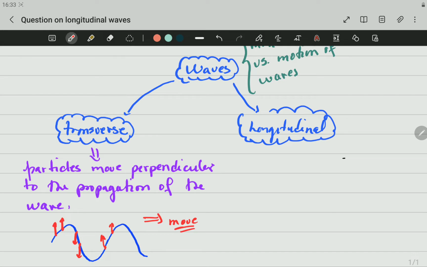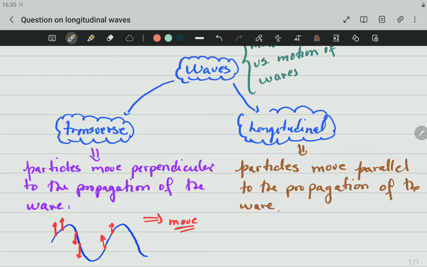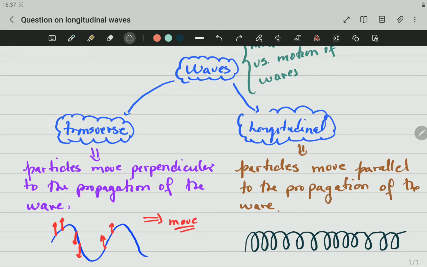Now, in a longitudinal wave, this is not exactly like this. What happens is that the particles will move parallel to the propagation of the wave. This type of motion, where the particles move parallel to the direction of propagation of the wave, will happen, for example, in a spring. If you have a spring and you disturb the spring, the pulses that are produced, or the wave, if there is a train of pulses, will move parallel to the propagation of the wave.